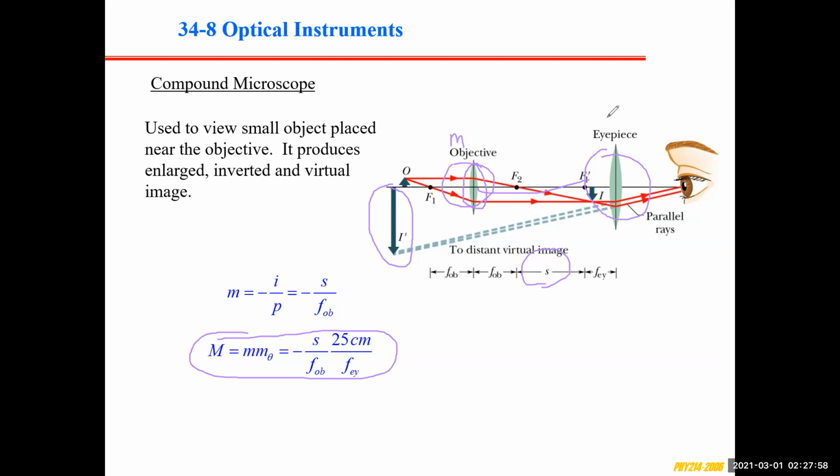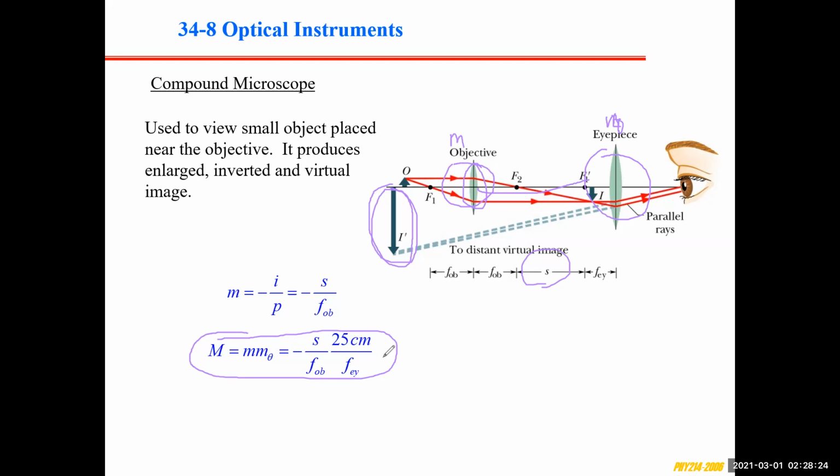And what about this M? The M theta here would just be 25 over the focal length of the eyepiece. So altogether, this is how much the object can be enlarged. You can use this equation to estimate. So this is basically the working principle for the compound microscope.